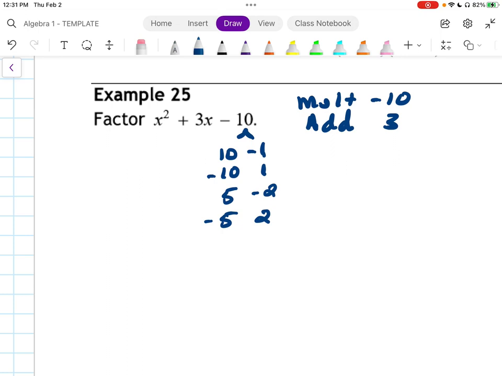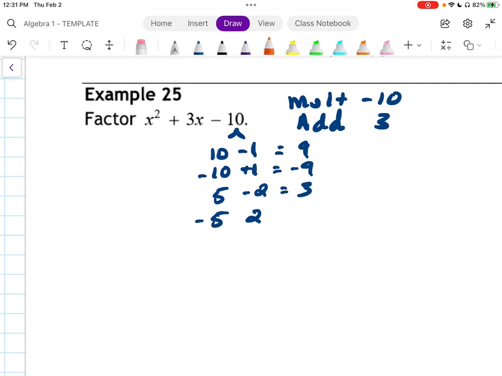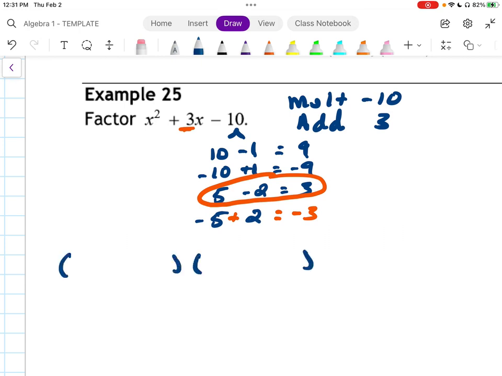So now I start thinking about what happens when we add them up. Well, 10 plus negative 1 is 9. Negative 10 plus 1 is negative 9. 5 minus 2 is 3. Oh, that's what we wanted, right? We wanted a positive 3. So this is our combination that we want. And just to show this last one, negative 5 plus 2 is going to be negative 3. And that's not what we wanted. So we're going to want the numbers 5 and negative 2. So we open up some parentheses here. In the first spot, we get an x, because that's the variable we're dealing with. And then we have a plus 5 and a minus 2. All right, that's the process there.